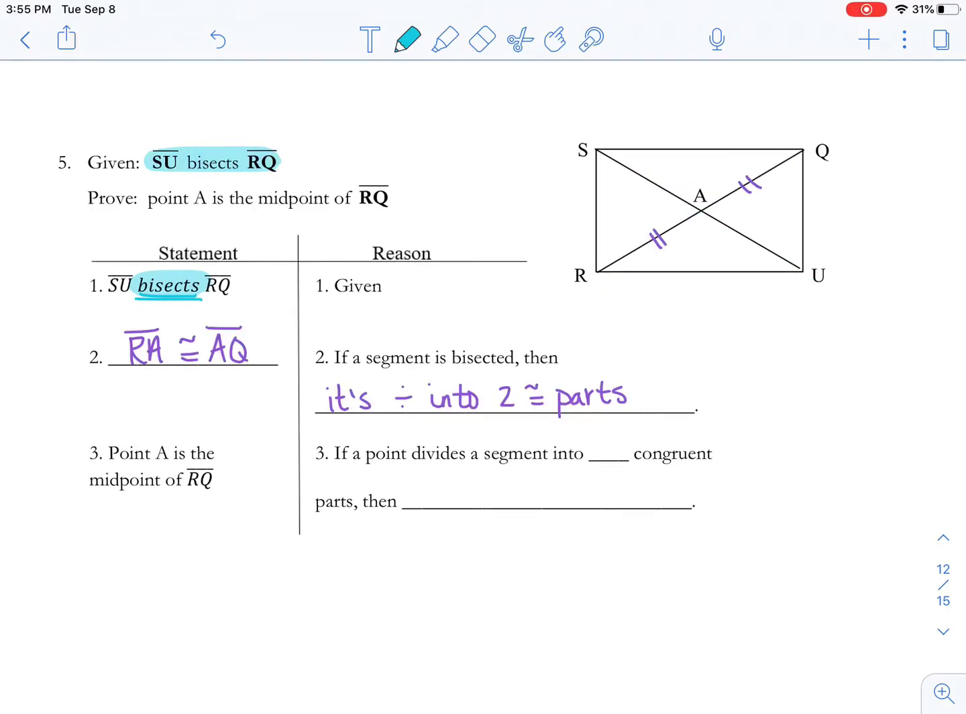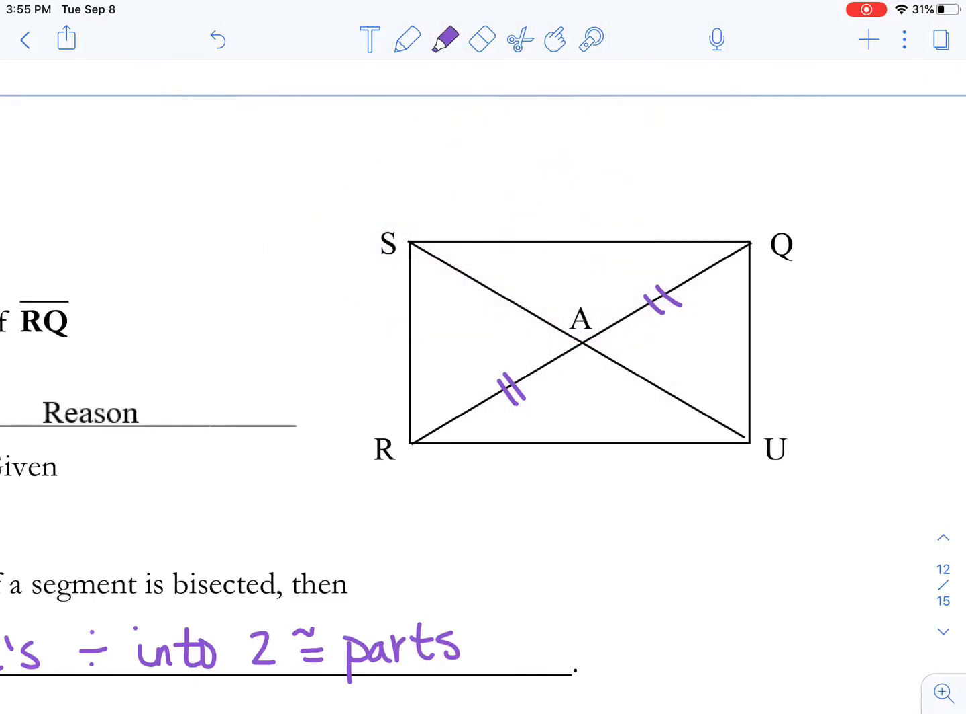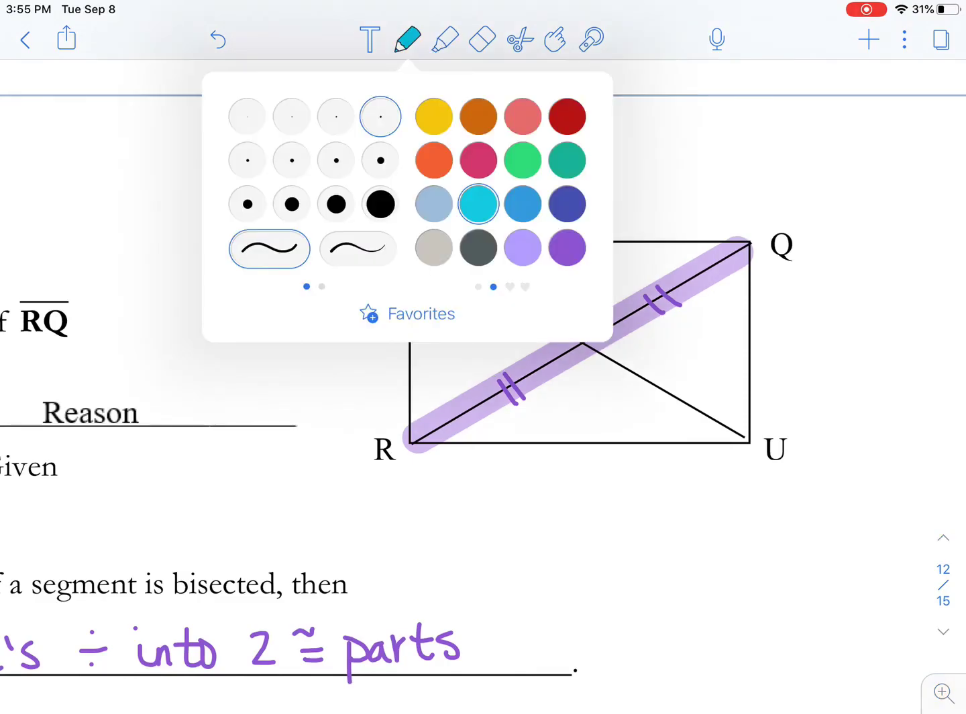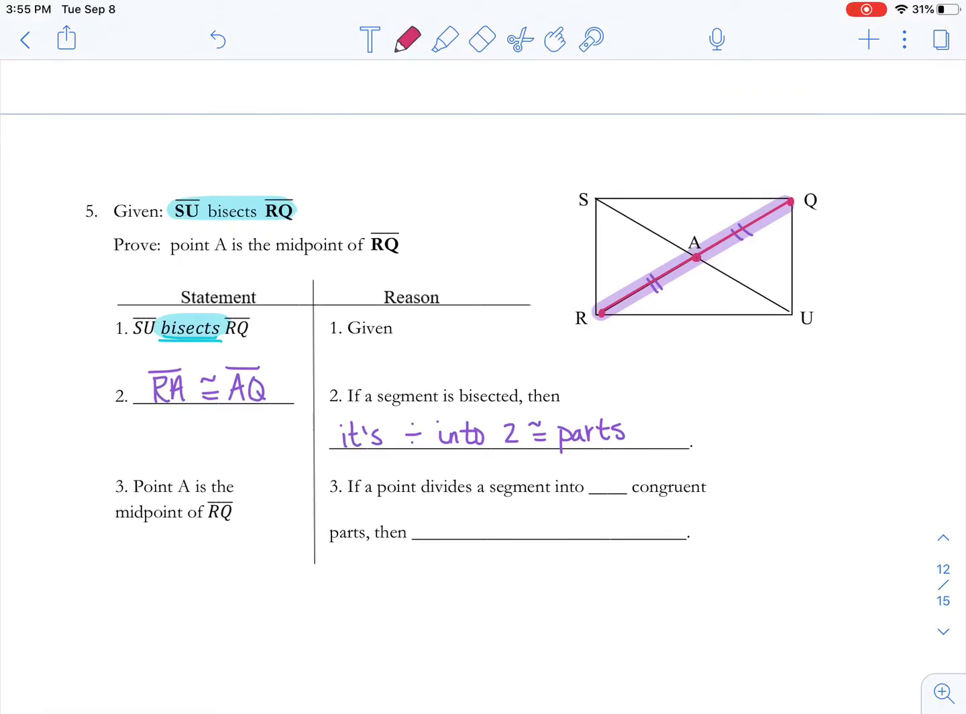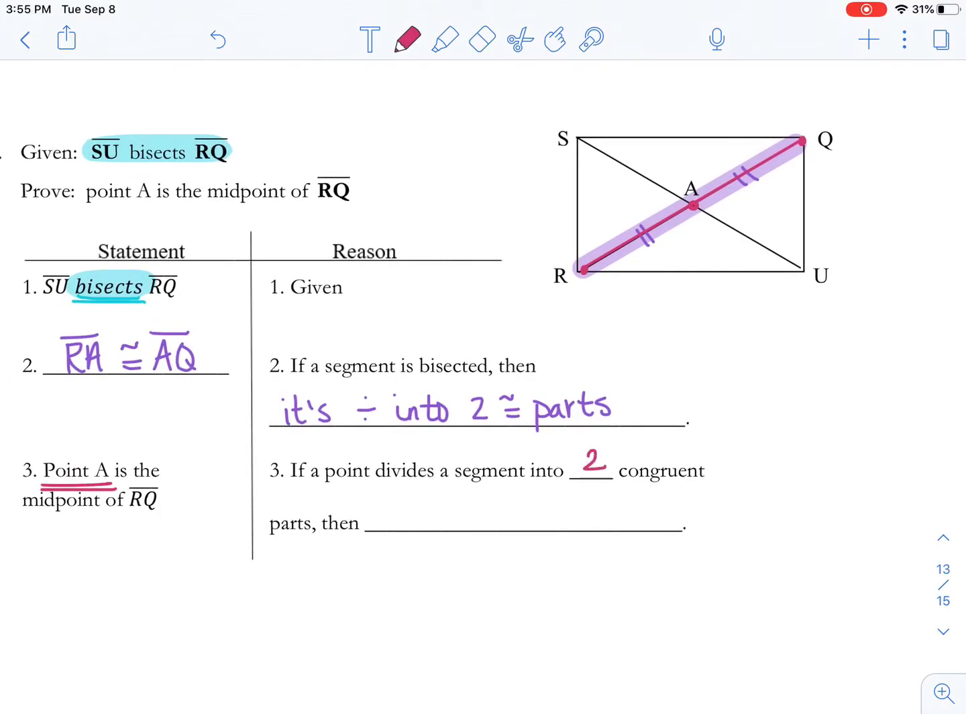All right, so you know the definition of bisect. If a segment's bisecting another segment, then it is dividing it into 2 congruent parts. So all you need to do is list those 2 parts that are congruent, RA and AQ. Now that we know that these 2 segments are congruent, if we're focusing in on this big segment, then it would be fair to say that A is the midpoint of this segment because it's dividing the segment into 2 congruent parts. So we can say point A is the midpoint of RQ because if a point divides a segment into 2 congruent parts, then it's the midpoint.